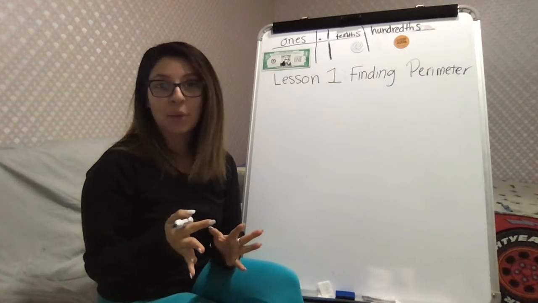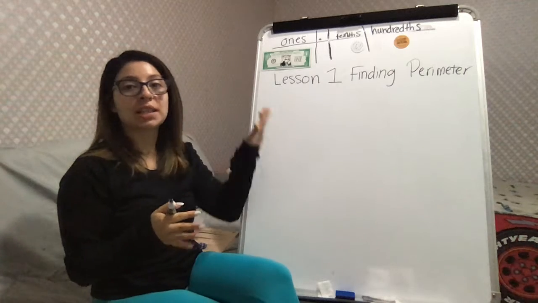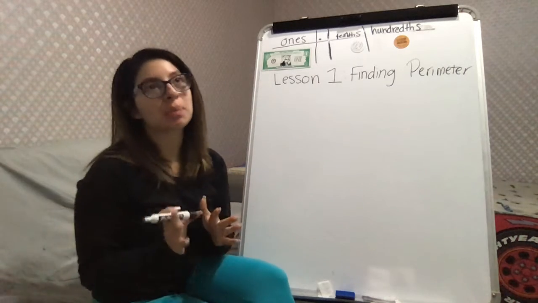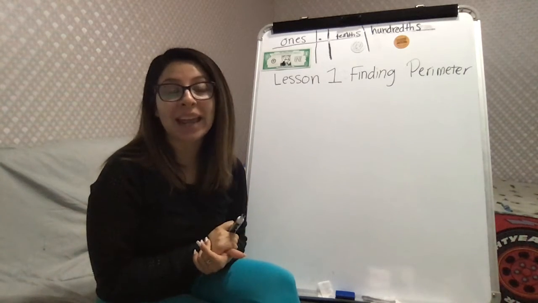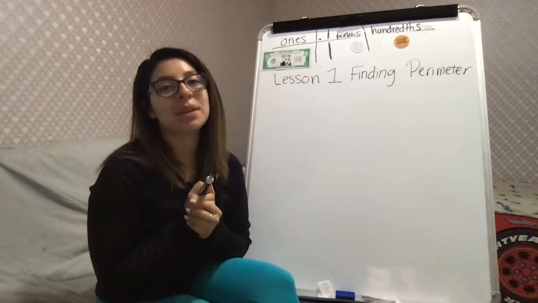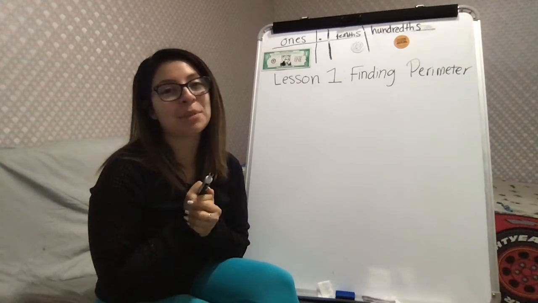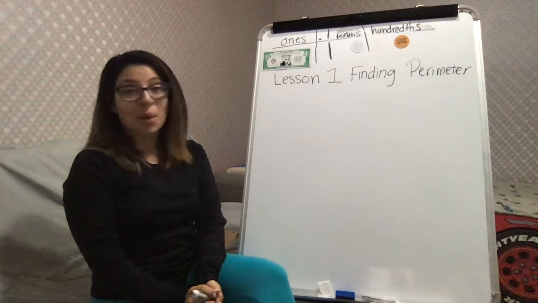Today we're going to talk about lesson 1, which is finding perimeter. So this should be a quick review from 3rd grade. Shout out to Miss Armstrong because I know she did an awesome job with you guys, and Miss Matouche, of course. So let's go ahead and jump right in.